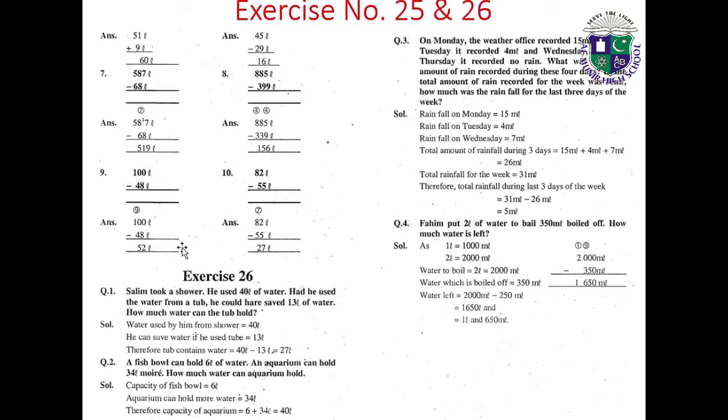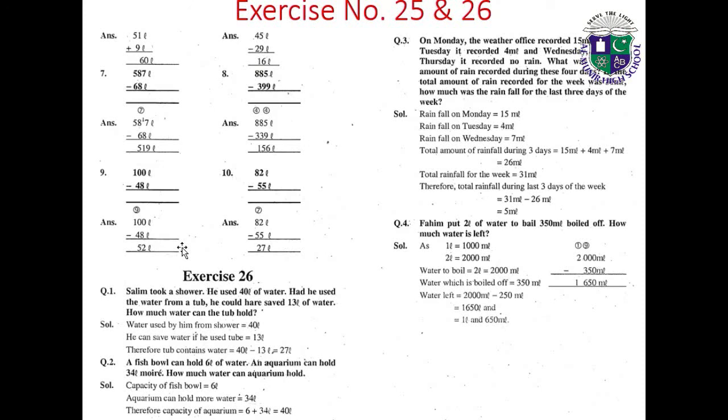Exercise 26. Salim took a shower. He used 40 liter of water. Had he used the water from a tub, he could have saved 13 liter of water. How much water can the tub hold? Water used by him from the shower is 40 liter. He can save 13 liter of water if he uses a tub. Therefore, the tub contains water equal to 40 liter minus 13 liter, equal to 27 liter.